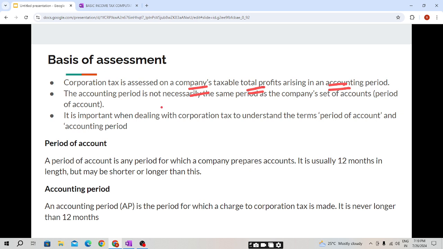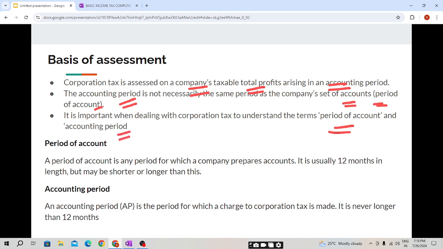The accounting period is not necessarily the same period as the company's set of accounts, that is the period of accounts. So period of accounts and accounting period will be different. Period of accounts means the accounting books, the financial statements, etc., are prepared for 12 months, 18 months, 20 months, etc. But the tax is paid on the basis of the accounting period. It is important when dealing with corporation tax to understand the terms period of account and accounting period.